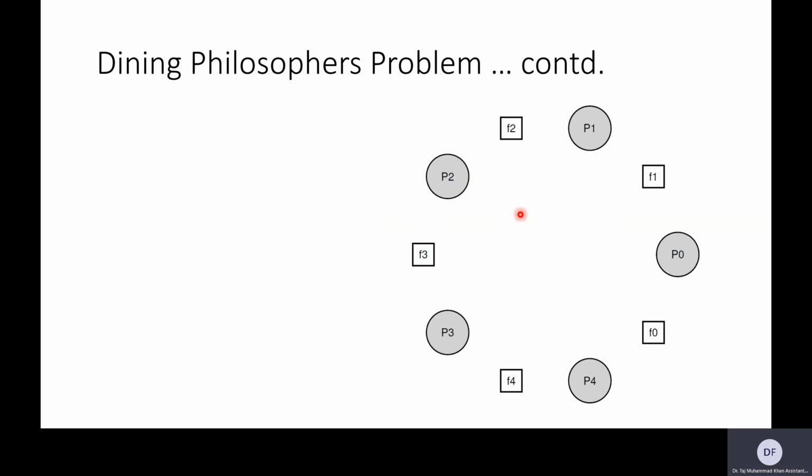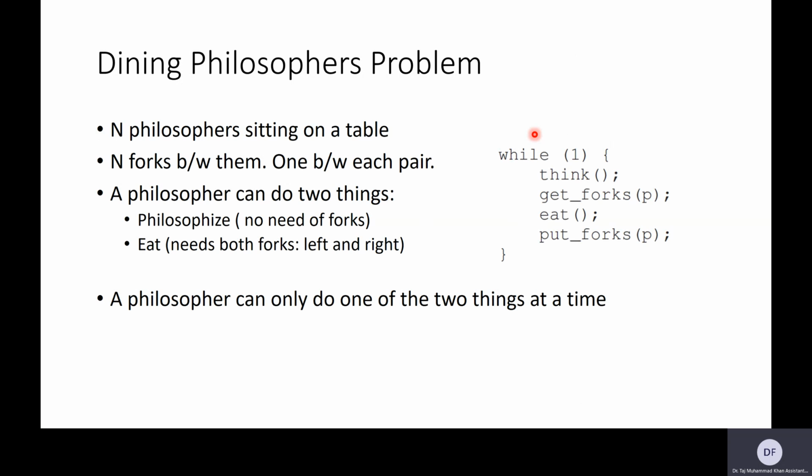As you can see, these forks are shared resources between these philosophers. If we let these philosophers access these forks randomly without any synchronization, then as we'll see now, there can be a problem. So let's see what the problem can be. Let me go back to the previous slide.